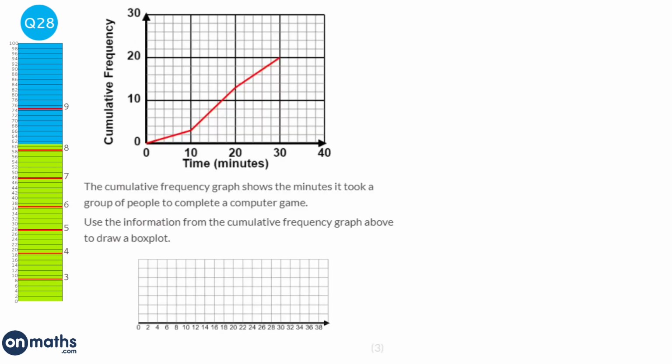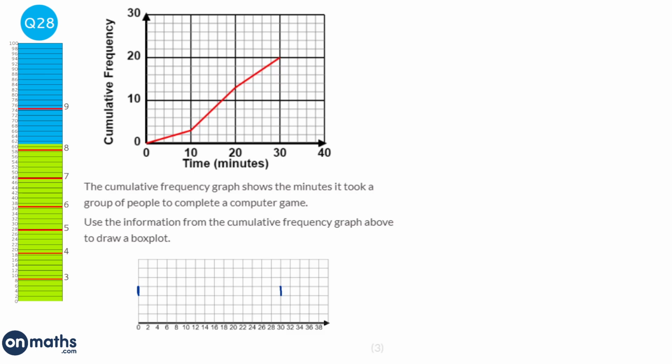So to draw a box plot we need 5 points. We need the lowest point, lower quartile, median, upper quartile and highest point. Now we already have the lowest and highest points, so we can put those onto our box plot now. So the lowest point is at 0 and the highest point is at 30, as we can see on the cumulative frequency graph. So we need to now find out where the median is.